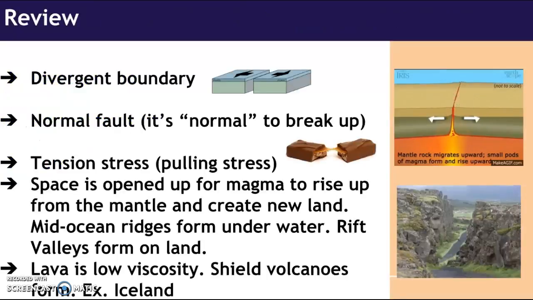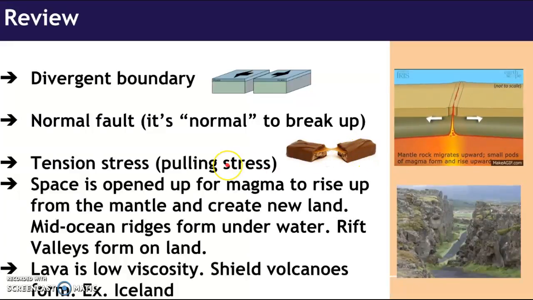Before we get into Clue 7, I wanted to do a little bit of review. So just a reminder that divergent boundaries are boundaries where plates are moving apart from each other. Right, you can see in this image here, moving apart. Also a reminder, normal faults are where two areas are splitting apart, and the way we remember that is we say that it's normal to break up, and it's nobody's fault. Normal fault. We remember the tension because it can be a little bit tense after a breakup. Right? So tension stress is that pulling stress. Think of when you pull apart a candy bar and that kind of nougaty caramel center kind of stretches out.